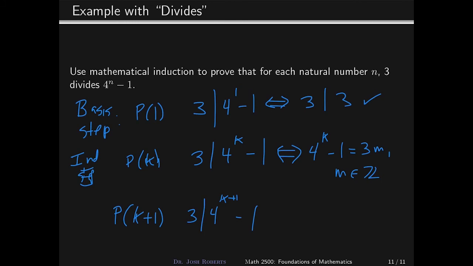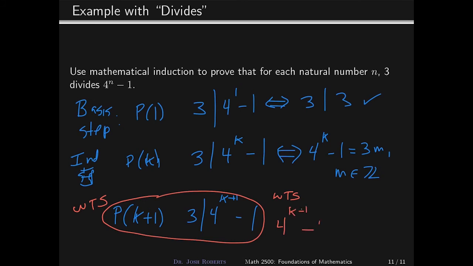And remember, this is what we want to prove. Okay? We want to show that this property holds. That is, we want to show that 4 to the k plus 1 minus 1 is equal to 3 times, I don't know, say L, where L is an integer.